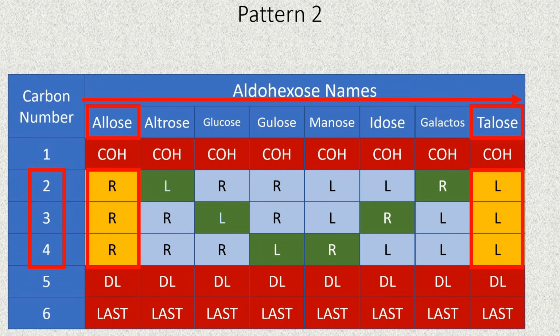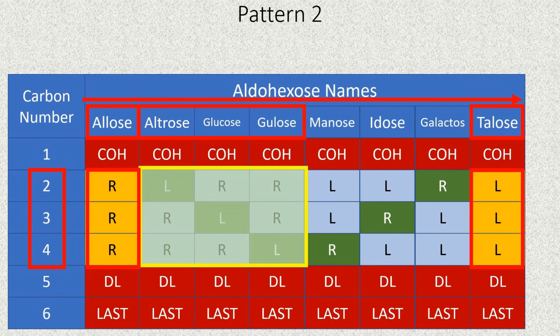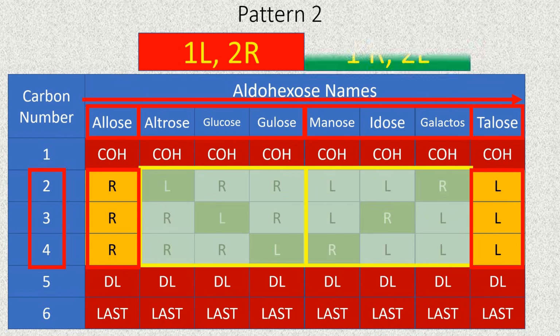You can divide this table into two groups. This is group number 1 and this is group number 2. As you can see, in group number 1, all the 3 sugars will have only one hydroxyl group on the left side, while 2 on the right side. While in the second group, the group on the right of the screen, are the sugars mannose, idose and galactose. They will have only one hydroxyl group on the right side, while 2 on the left side.